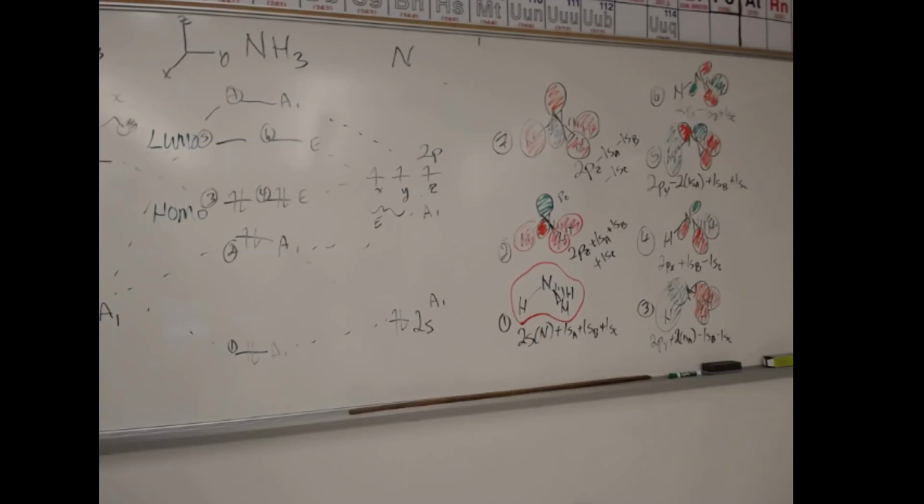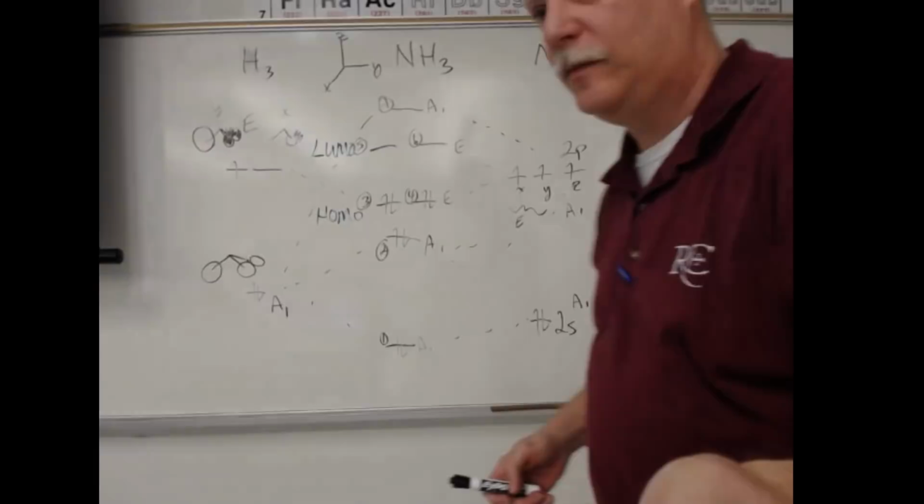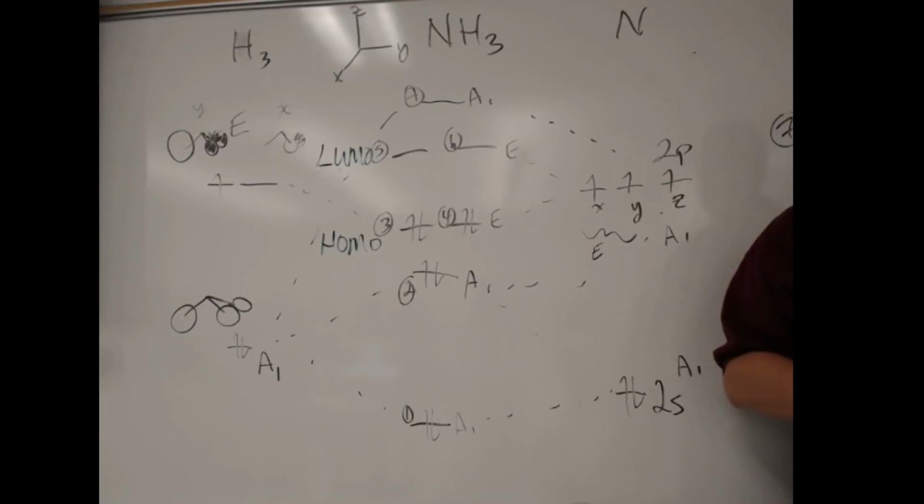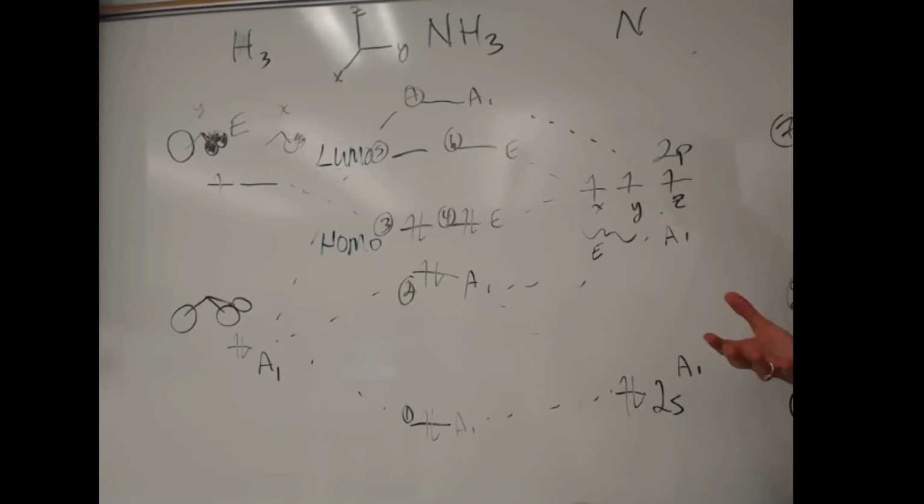Okay, let's look at this MO diagram now. And I want to ask you a trick question. What's the bond order? Bond order of one. Well, if we're looking at the pictures, we see non-bonding here for this hydrogen, but bonding for these NH bonds.